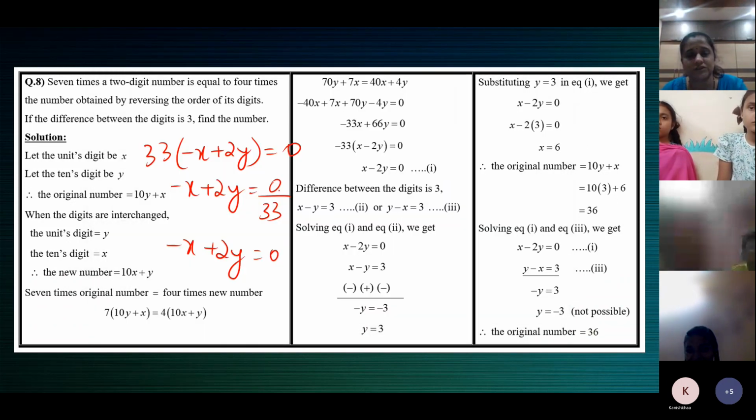This 33 comes for division. 0 by 33 is 0. So same thing here also. I've taken minus 33 common. That comes for division here. 0 by minus 33, which is 0.